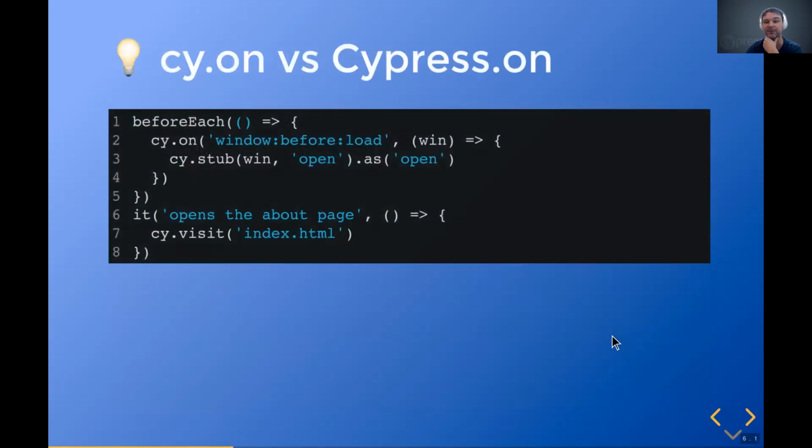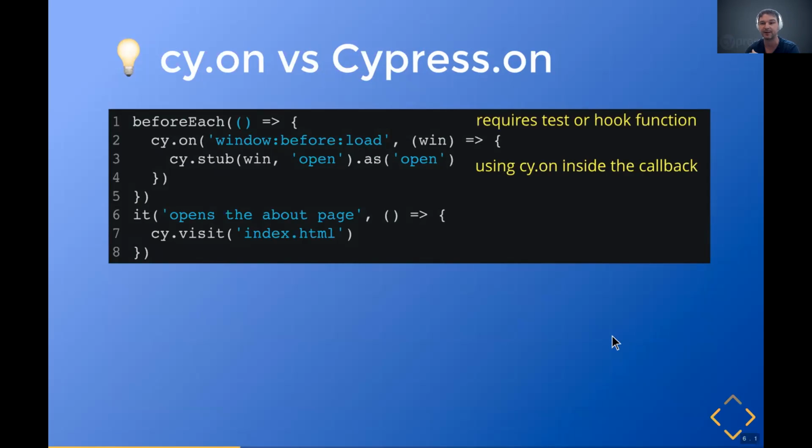And you can even do more. In Cypress, every event can be expressed using little cy.on or big Cypress.on. If you use cy.on, notice that we're using cy.stub inside the callback. That means we actually need the little cy instance, and the little cy instance is only valid inside a test or a hook, like beforeEach, before, afterEach, after. Because we're using cy.stub, we need to run inside a test or a hook. So we're using little cy.on.